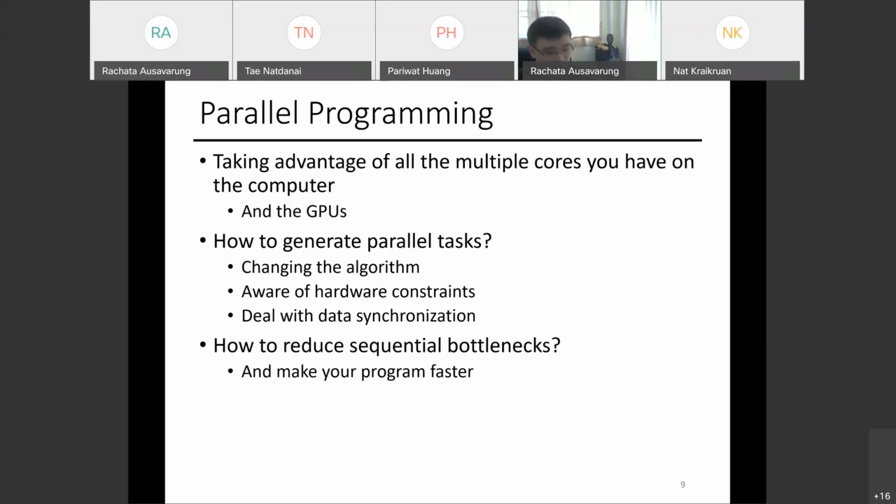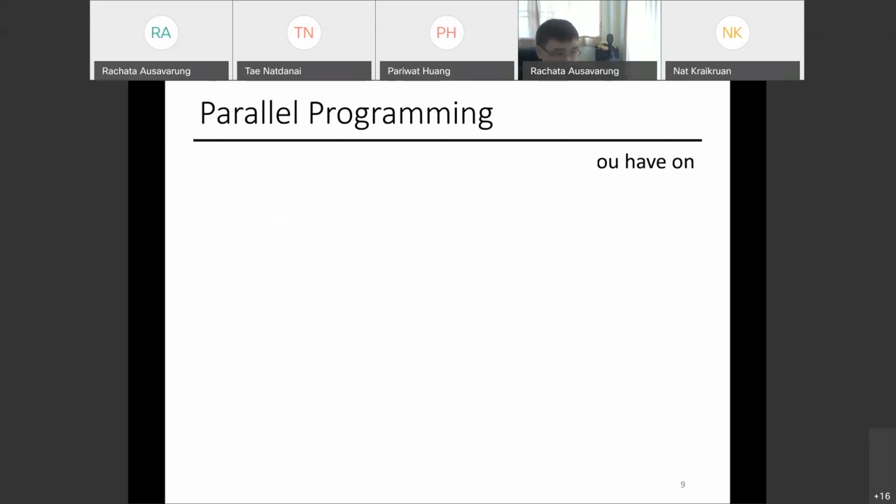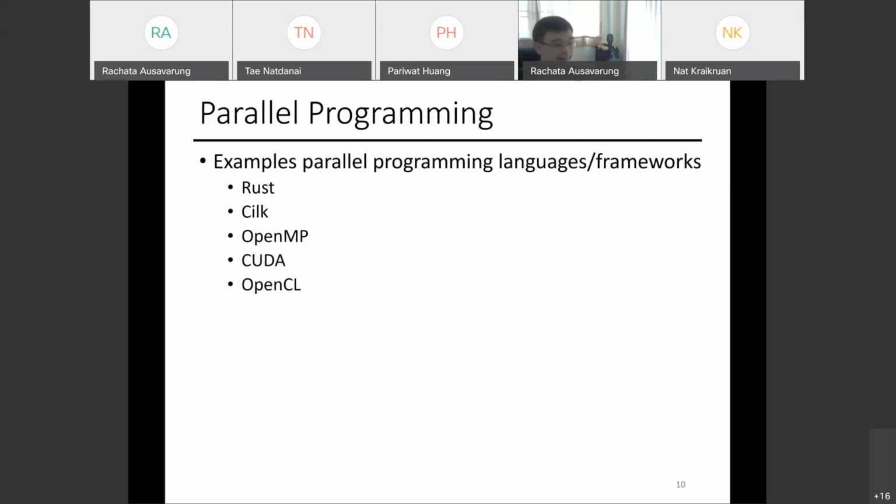I'm not going to talk about this in detail. It's a little bit more advanced. I would cover this in an architecture class. But basically, if you can solve this, it makes your program faster. And these are examples of parallel programming languages or frameworks, things like Rust, Cilk, OpenMP.